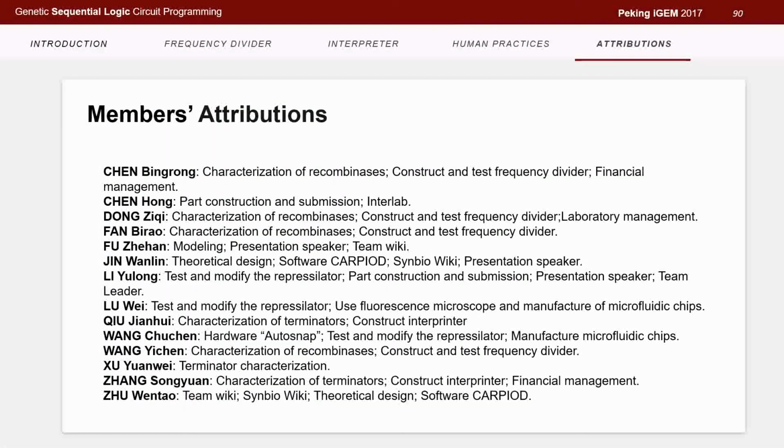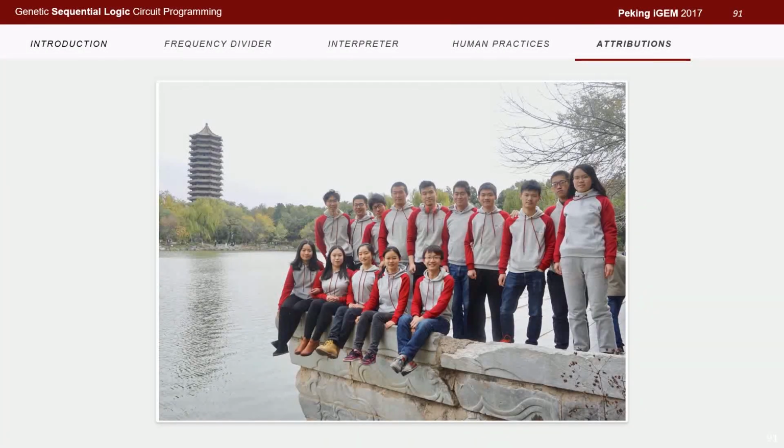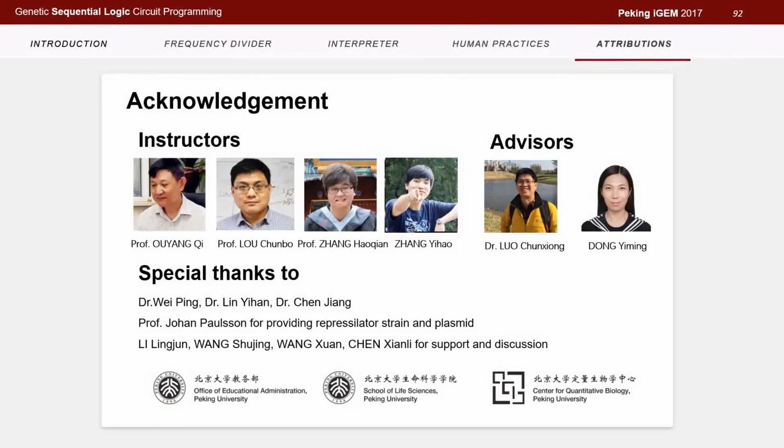We thank our teammates for their industrious work over 6 months, and we give special thanks to our instructors and those researchers that offered us precious help and guidance. Without them, this project would never have come this far.